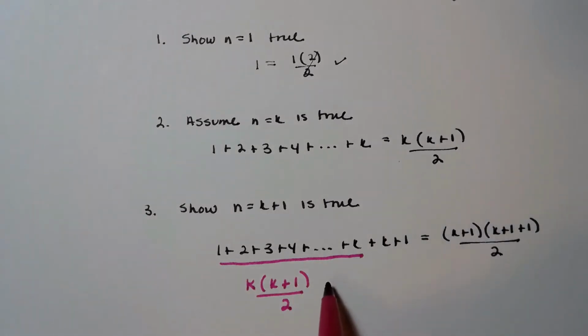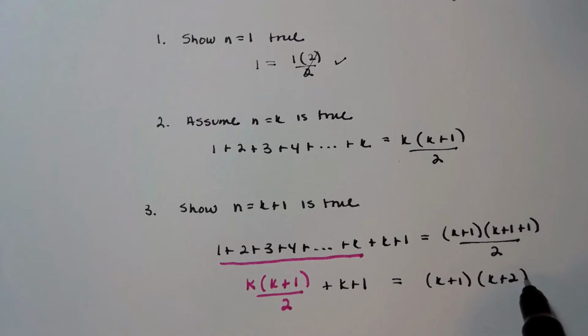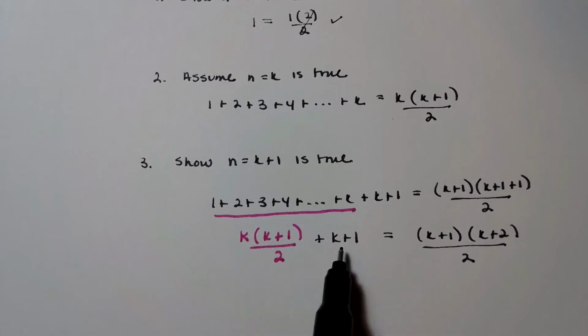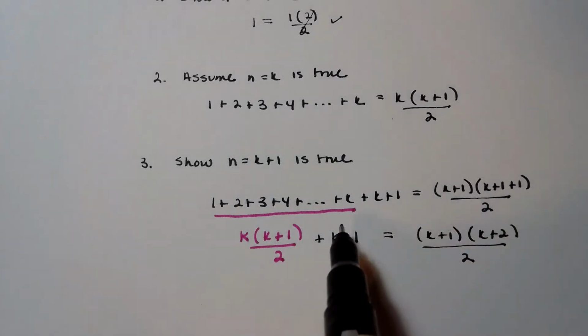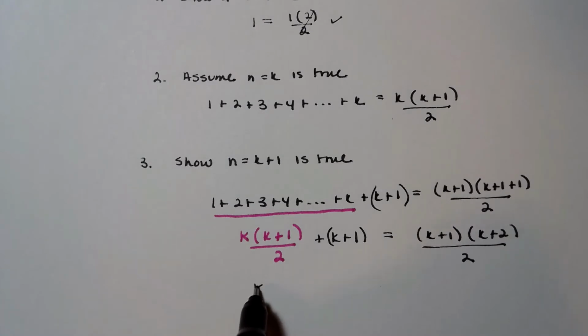Don't forget to add, use a different color, the k plus 1 term, which is equal to k plus 1 times k plus 2, so I'm just simplifying that, over 2. Now what I'm going to try and do is make the left hand side look like the right hand side, and one way I can do that is rewrite these over a common denominator. If I multiply this quantity here by 2, then I'm going to have k times k plus 1 plus 2 times k plus 1 all over 2.